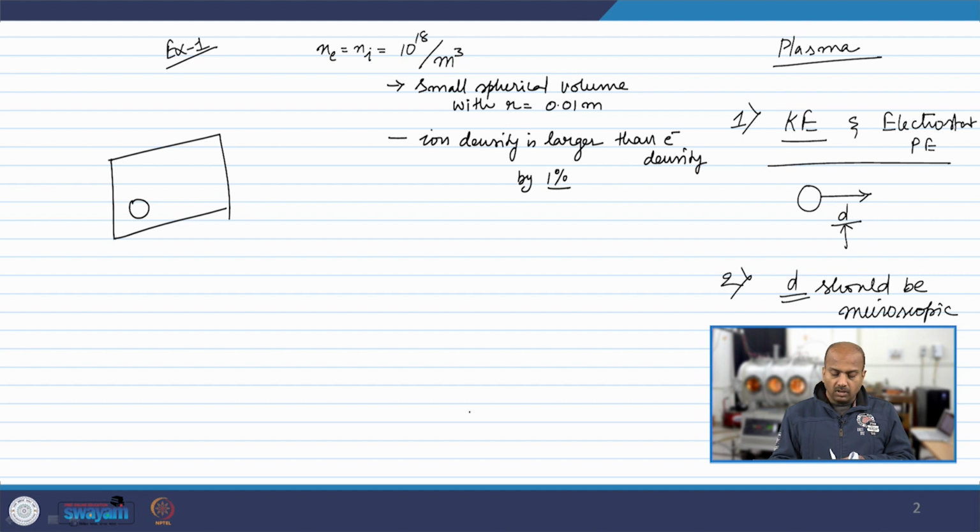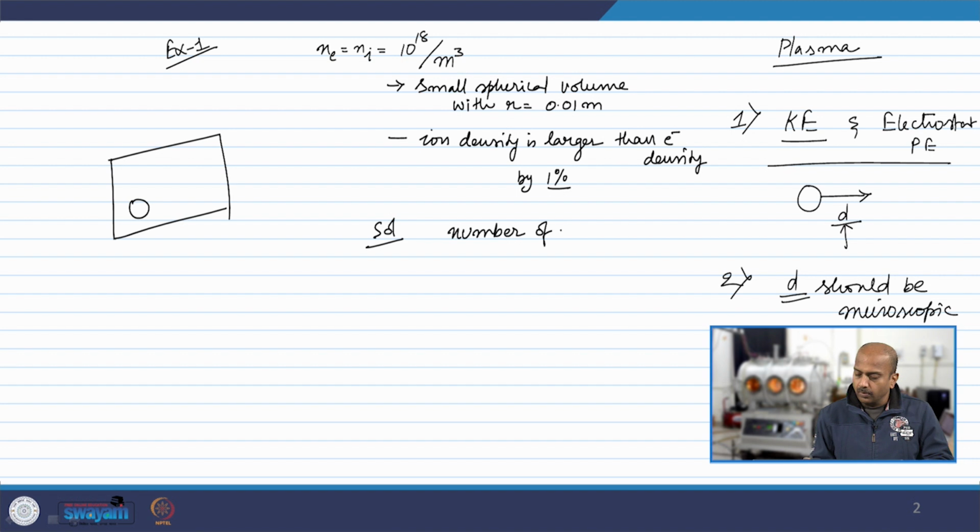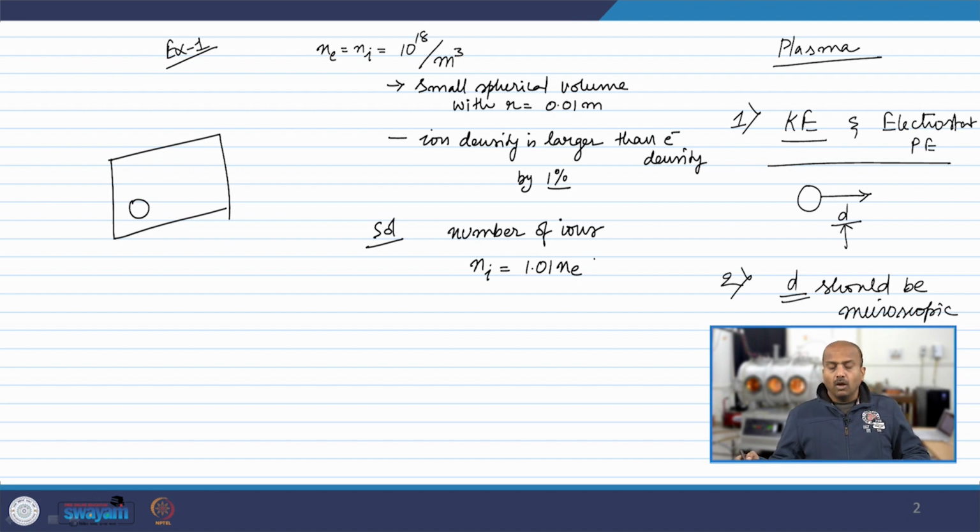So, now you have to think about the total number of electrons, and then we have to find out how much electric field will be produced by this charge separation, right. Obviously, there are fewer electrons in comparison to the ions, right. So, the number of ions, Ni, is equal to 1.01 Ne. How much is it? 101% of electrons, right. 101 divided by 100 times Ne.